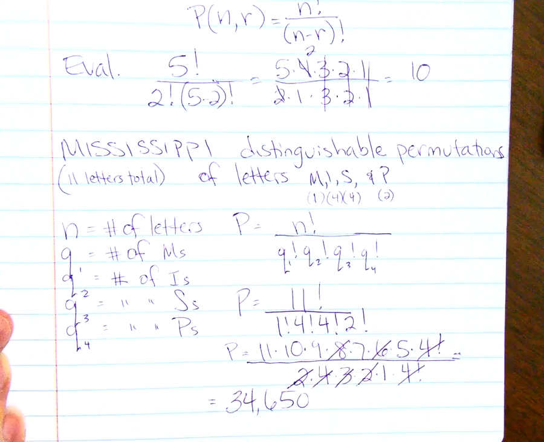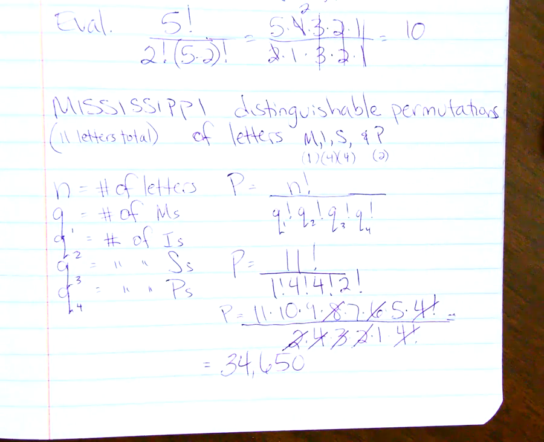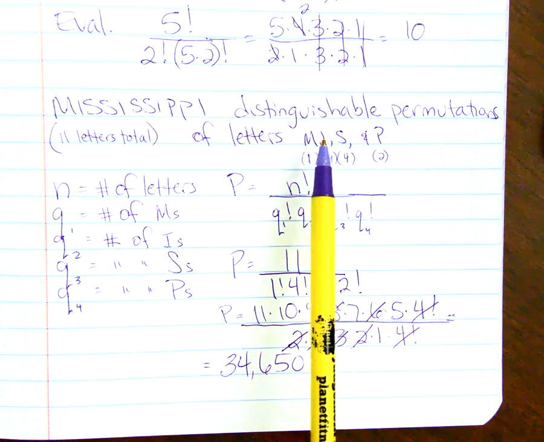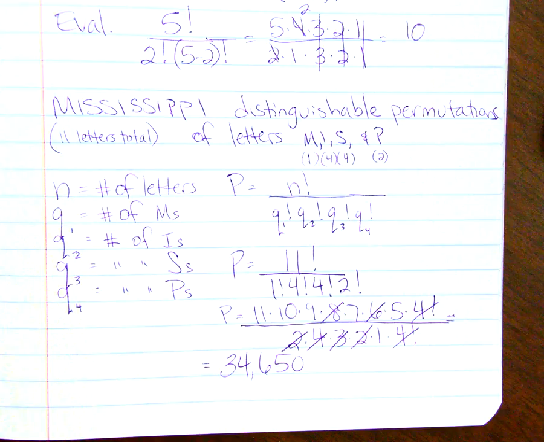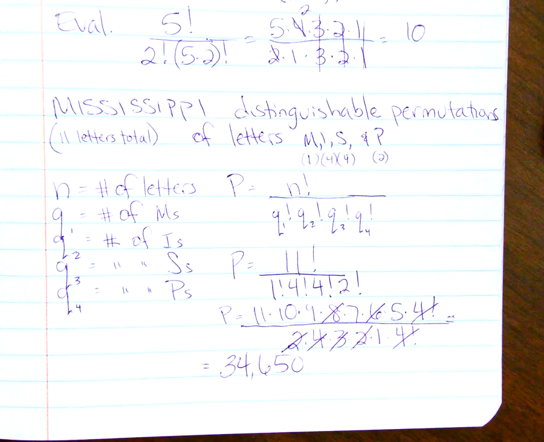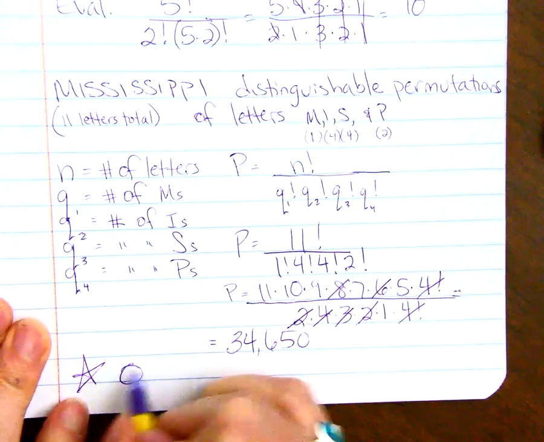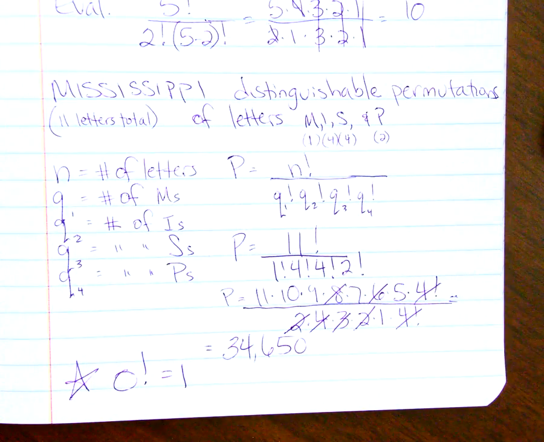So this is how many distinguishable permutations, that means different, using these letters, M, I, S, and P, from the word Mississippi. Oh, there is one thing you need to know about factorial, and that is that 0 factorial equals 1. So we have to keep that in mind. If you ever see a 0 factorial, that just means 1.